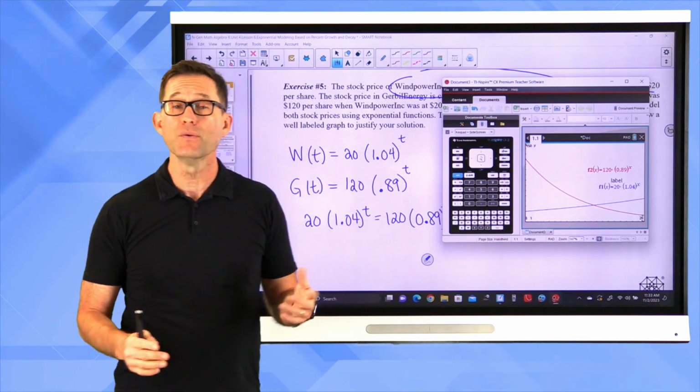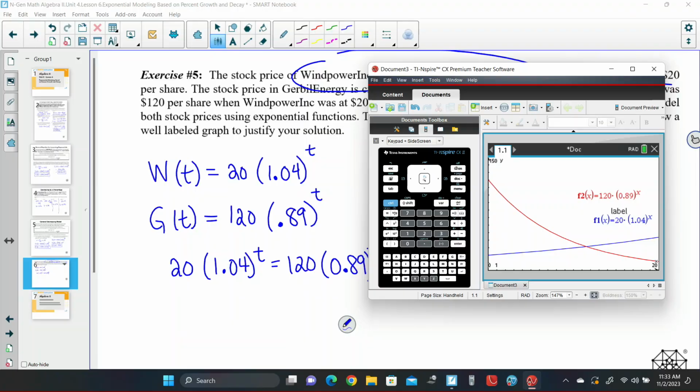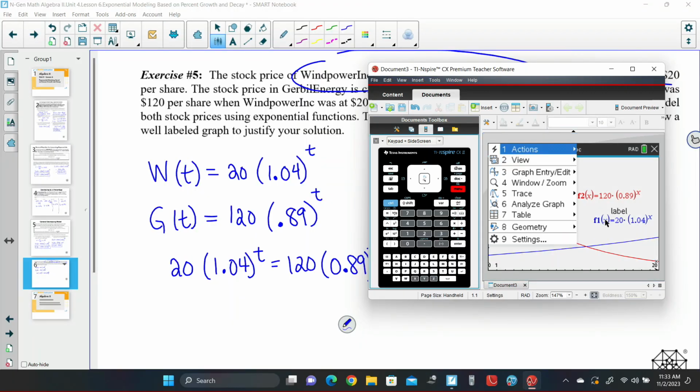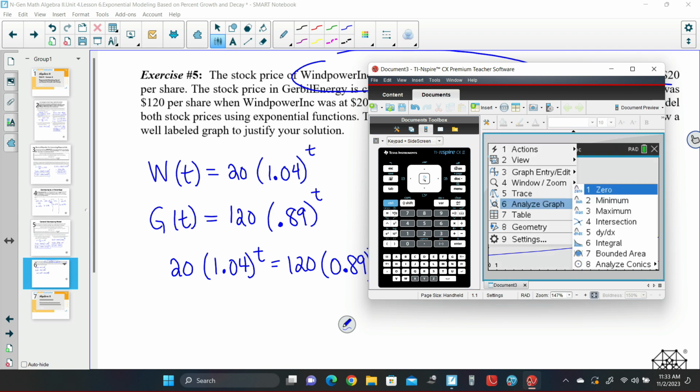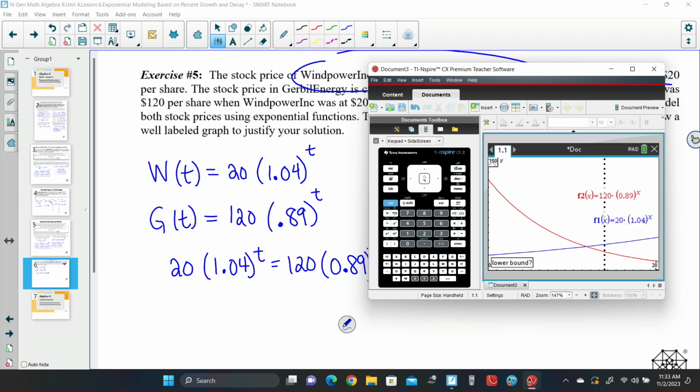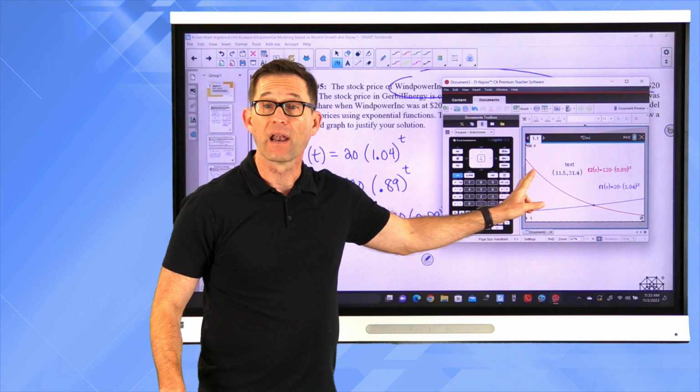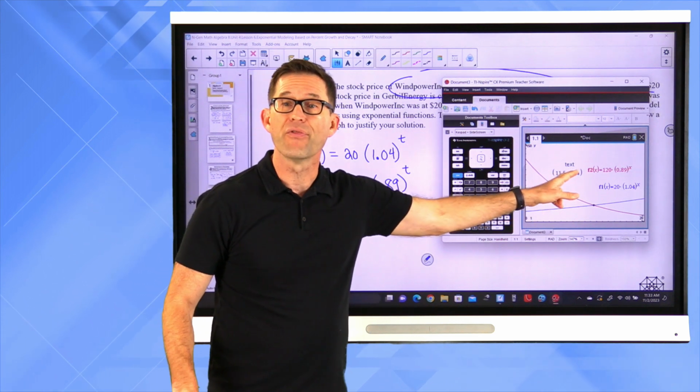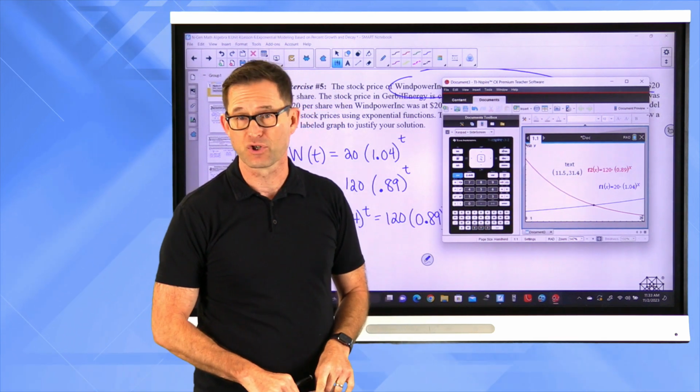So let's now use the intersect command to figure that out. I'm going to go into menu and analyze my graph. I want intersection. I'll bring that vertical line there, scoot it over there, hit enter, and what I end up seeing is that they intersect exactly, which is kind of great, at 11.5 weeks and $31.4 per share.